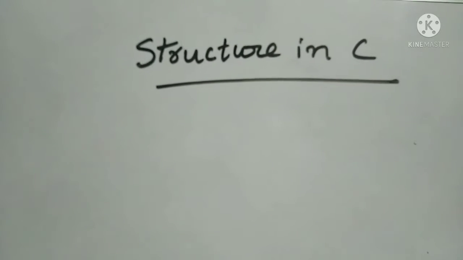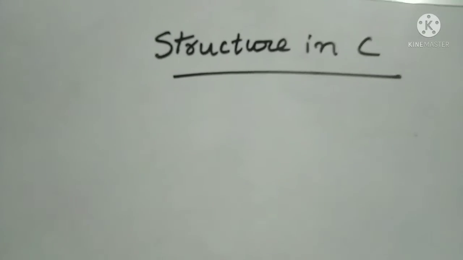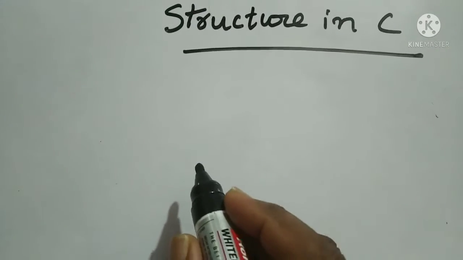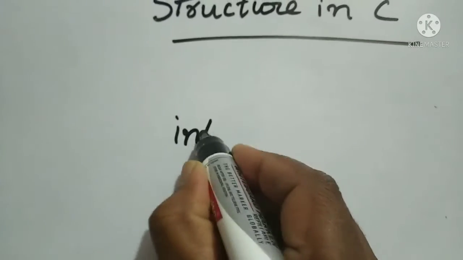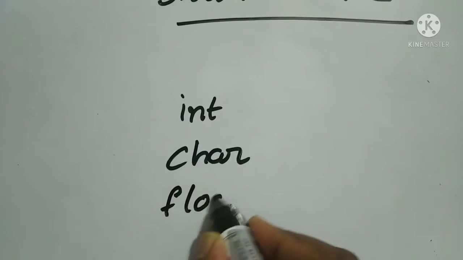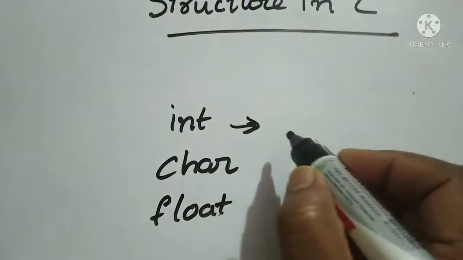Hello students, today we are going to study structures in C. Previously we have studied the data types. The data types we have studied are integer, character, and floating point. Integer is used to define the variables we are using.